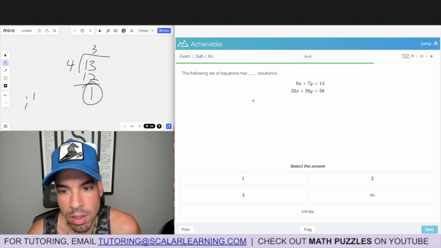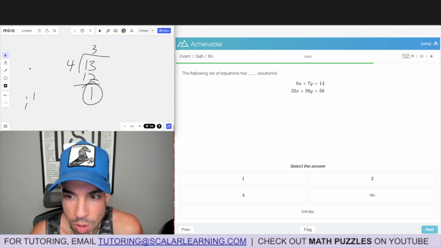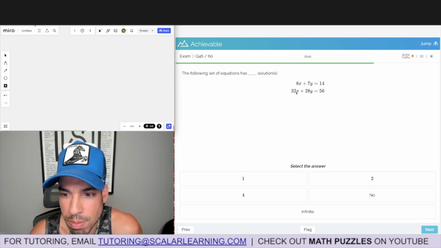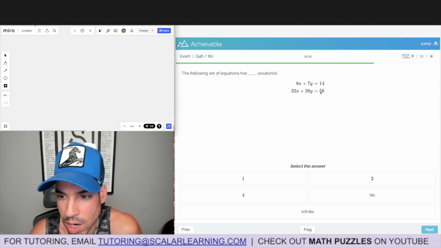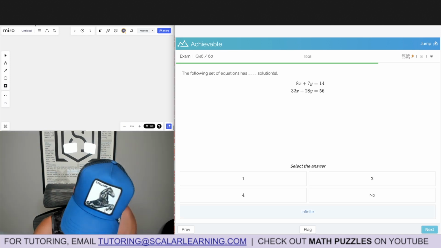Okay, next. The following set of equations has how many solutions? Well, that's the question. If I divide the bottom one by 4, I get 8x plus 7y equals 14. So they're the same equation, which means it has infinite solutions.